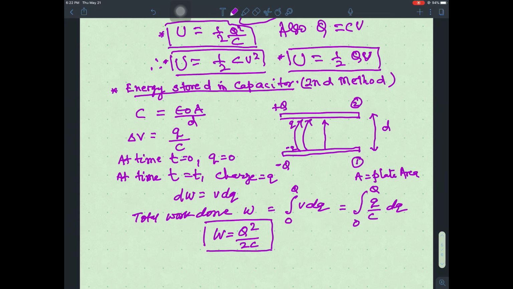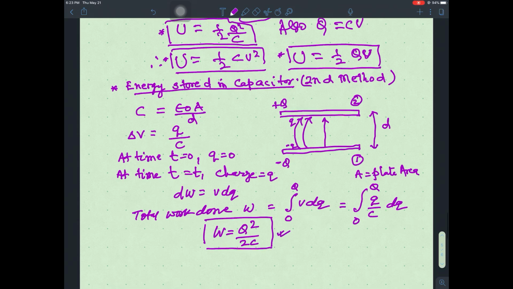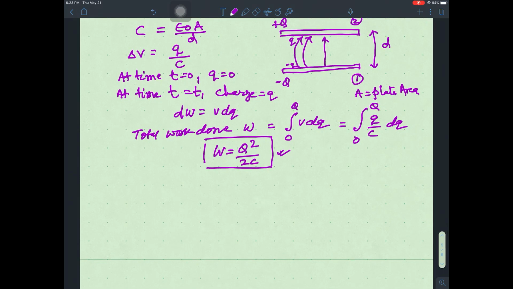Slowly, by increasing the charge, we increase the potential difference. So this is the expression for the energy stored, and from this you can get that U is equal to half CV square or 1 by 2 QV. So this is the main formula that we have already got. Now the next thing is energy density.